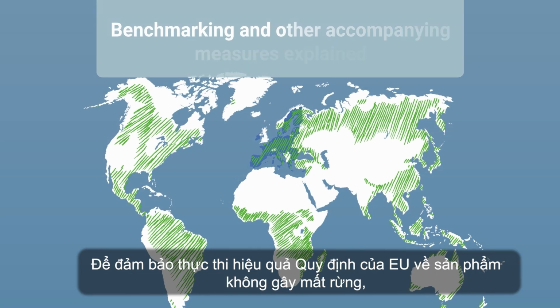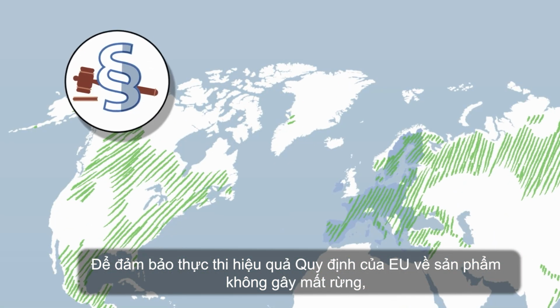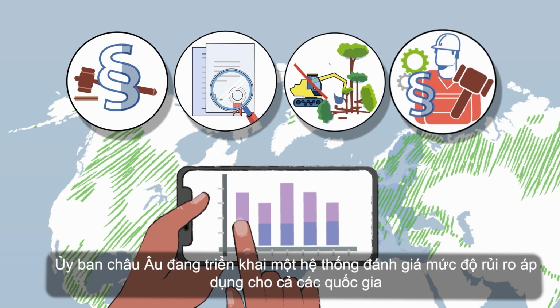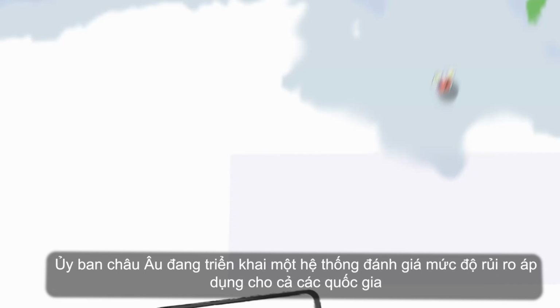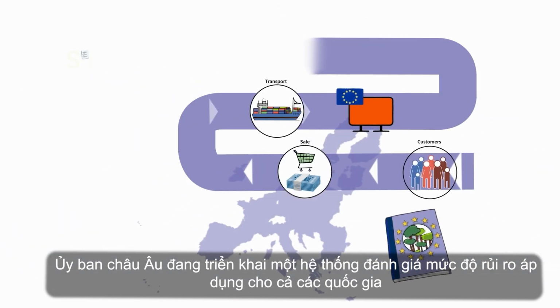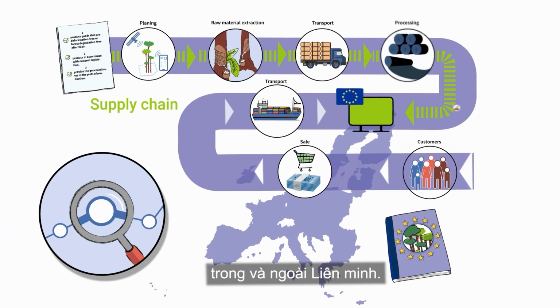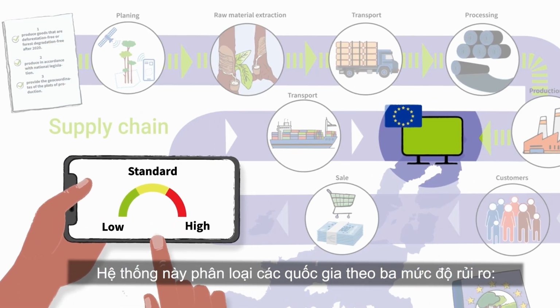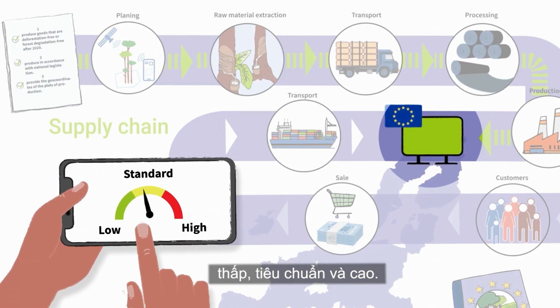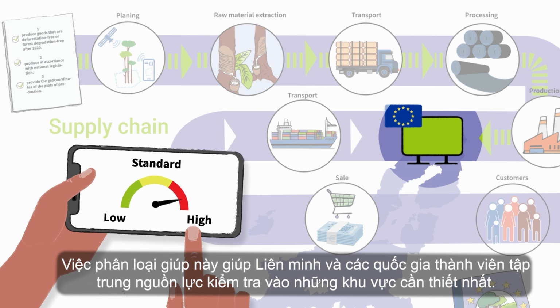To ensure effective implementation of the EU Deforestation Regulation, the European Commission is putting in place a benchmarking system that assesses risk levels for countries both inside and outside the EU. This system categorizes countries into 3 risk levels: low, standard, and high. This helps the EU and its member states focus their checks where they're needed most.